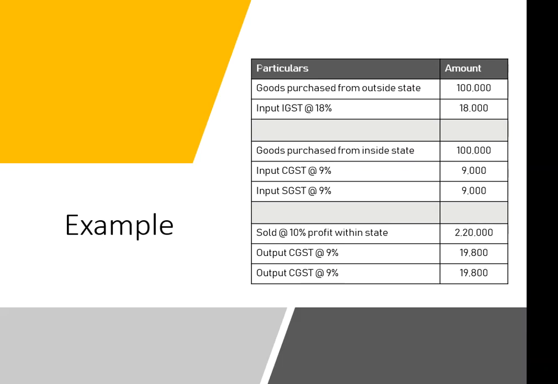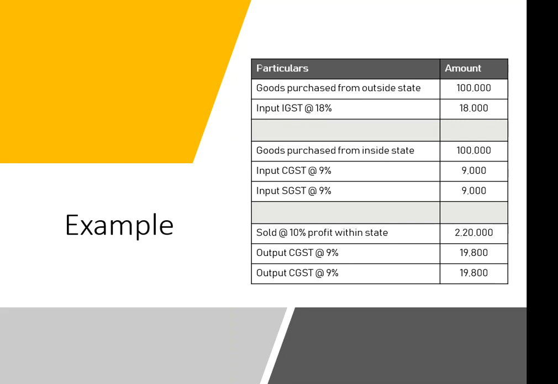To understand this, I have set one example here. Let's suppose goods were purchased from outside the state for rupees 1 lakh. On that, GST was 18%, so we have input IGST of 18,000. Again, we have also purchased within the state, from inside the state, for rupees 1 lakh, and accordingly CGST and SGST were 9% each. So input was 9,000 each on account of CGST and SGST.